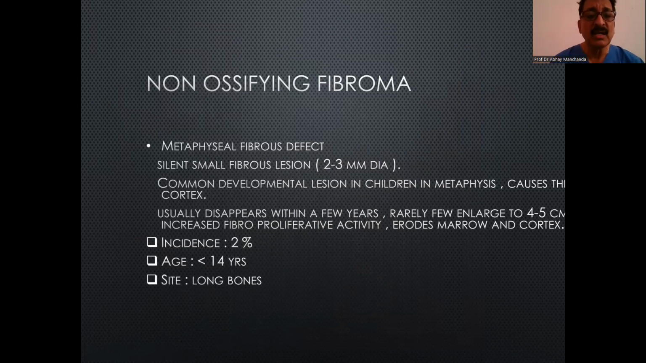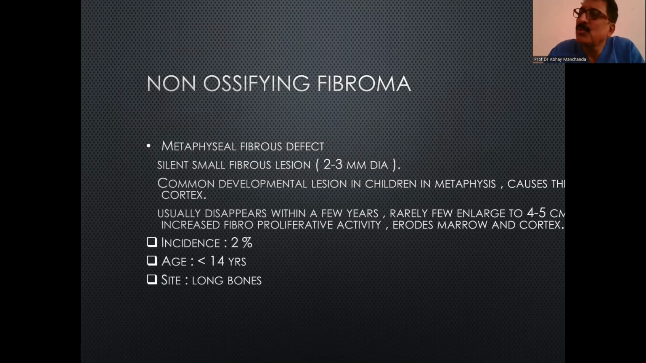One of the less frequent tumors is NOF. It is non-ossifying fibroma. It presents with a metaphyseal fibrous defect, silent small fibrous lesion, 2 to 3 millimeter diameter, common developmental lesion in children in metaphysis, causes thinning of the cortex. Usually disappears within a few years, rarely a few enlarge to 4 to 5 centimeters.